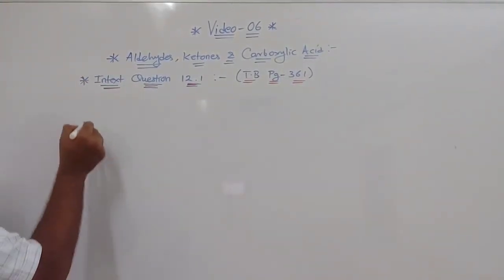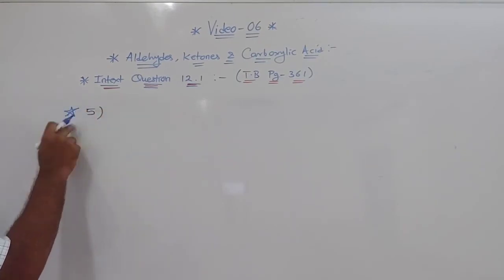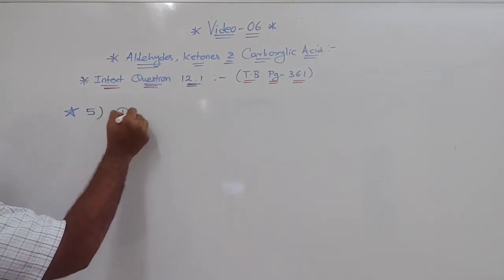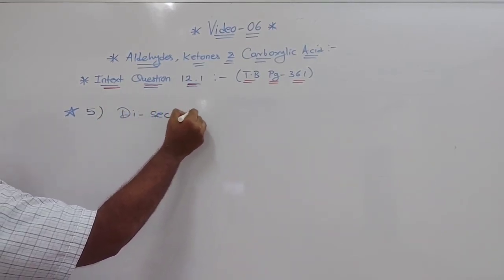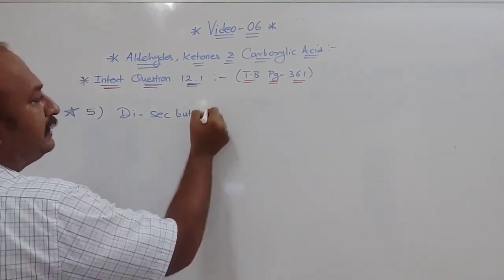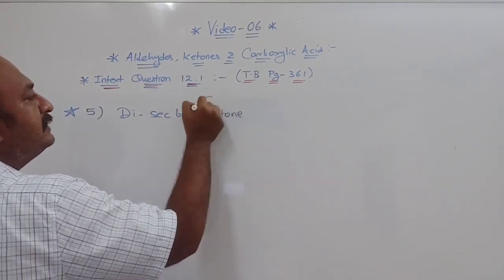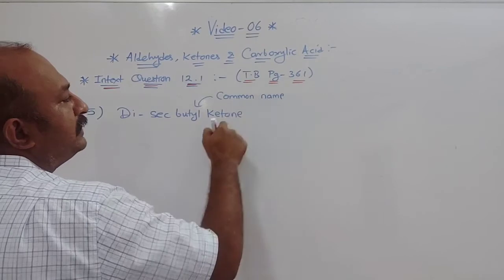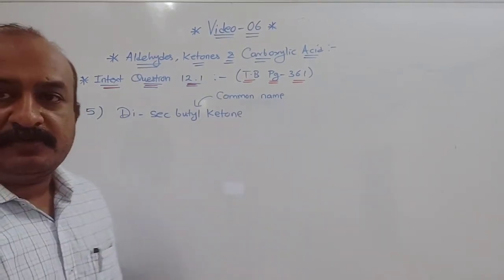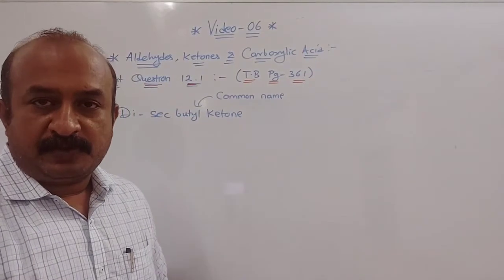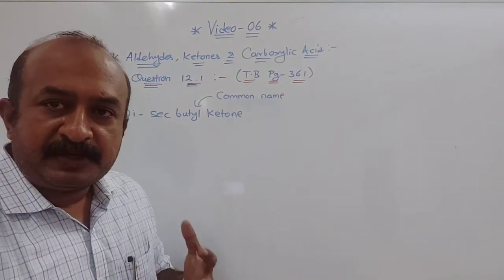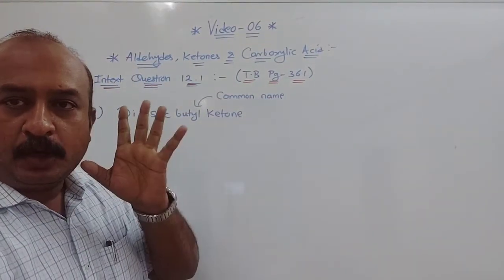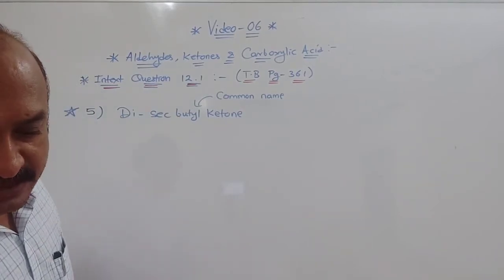Fifth question is disecondary butyl. Now this is a little bit different, so I have kept here a star or an asterisk. Disecondary butyl ketone, right? Whenever we see this, it is actually a common name. Which name is it? A common name, because the word ketone is used for common names, and for IUPAC we use -one in the suffix. Suffix means the word at the end, and prefix means the word before. So when ketone is there as the suffix, it means it is a common name. Understood? So here, disecondary butyl.